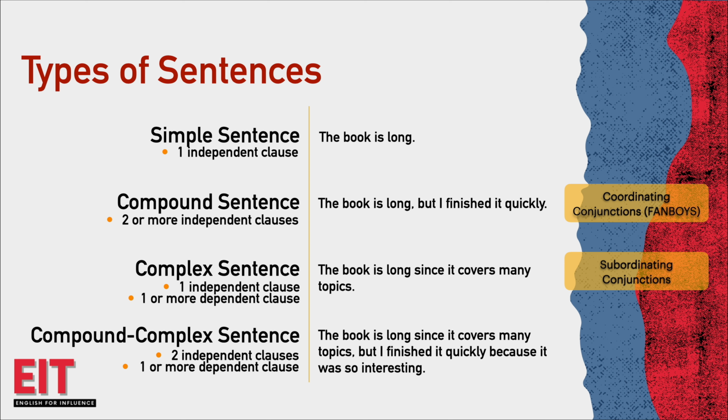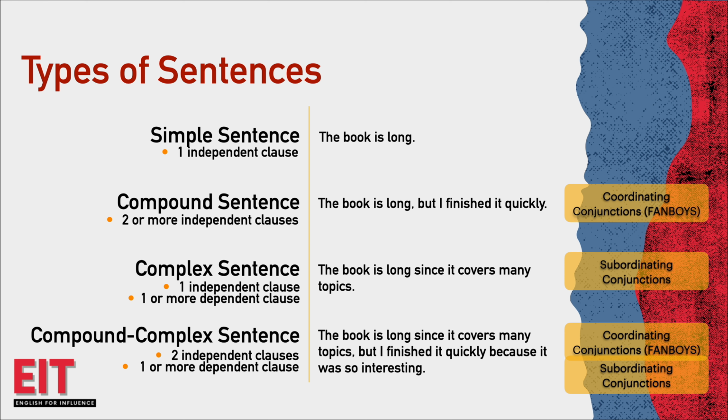Yeah, the book is long is the first one, and but I finished it quickly is the second one. And you also have dependent clauses. So in this case, we have two. The first one is since it covers many topics. And that one is connected to our first independent clause. It gives a reason why the book is long. And the second one is another reason, because it was so interesting. But this time it gives a reason for our second independent clause.